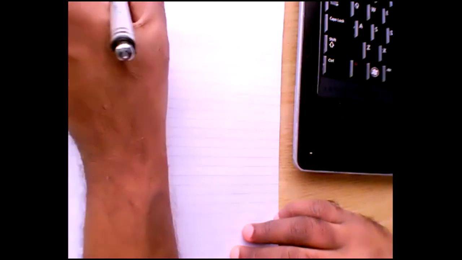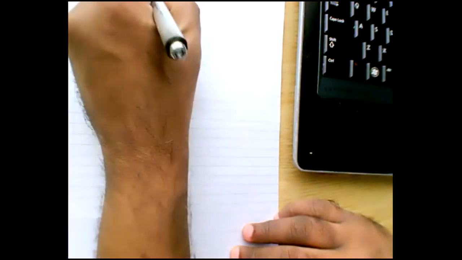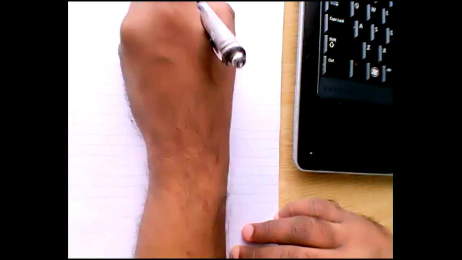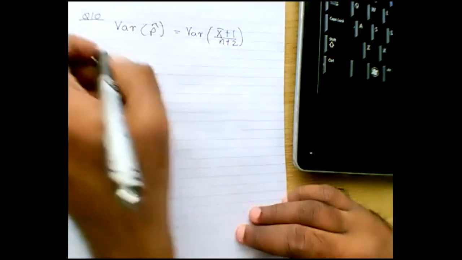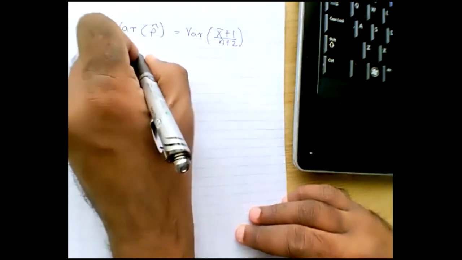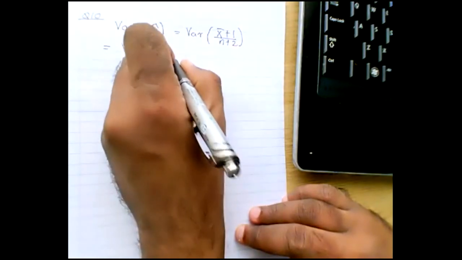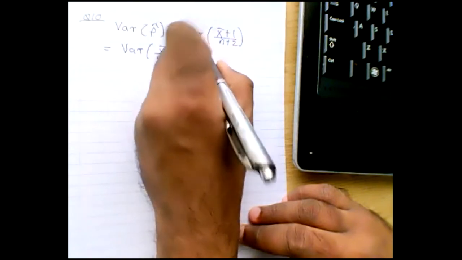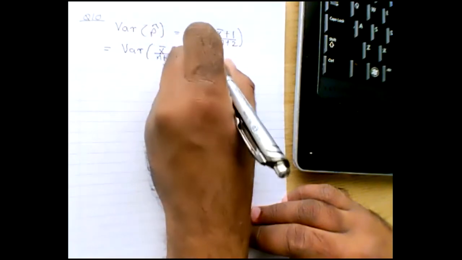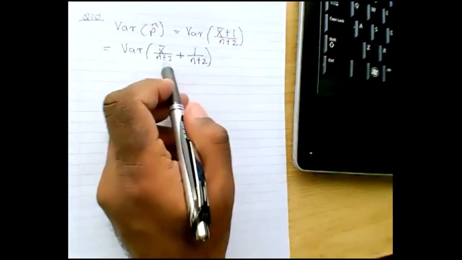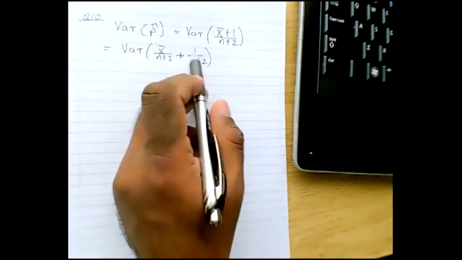Part 2 of question 10 is to find the variance of p hat, right? Which is the variance of (x bar plus 1) divided by (n plus 2). Oh, sorry. Okay, so this is the variance of x bar divided by (n plus 2) plus 1 over (n plus 2). Okay. Now remember, this is a random variable, this is a constant.